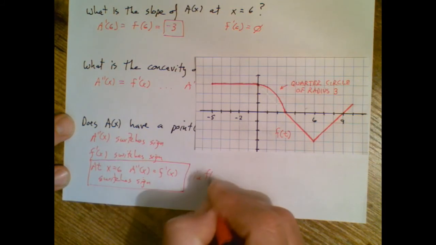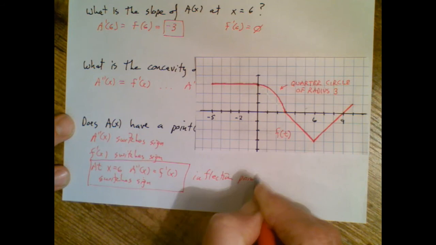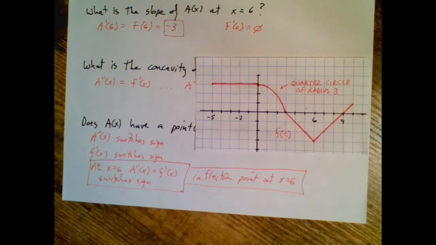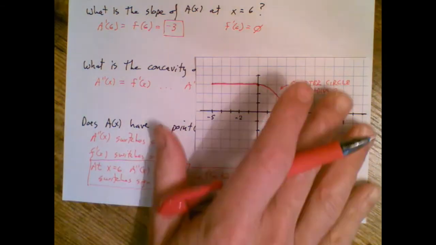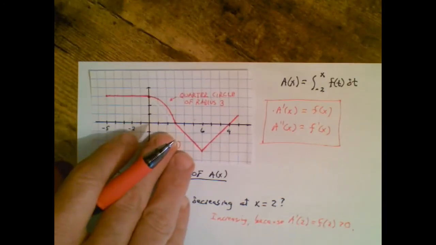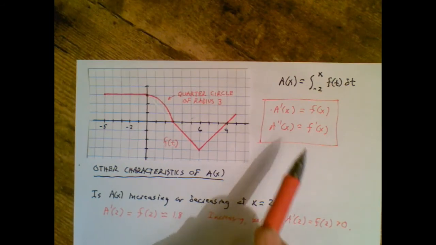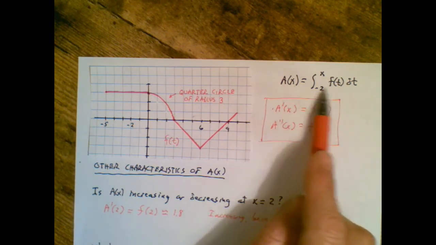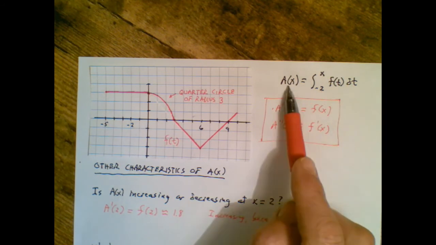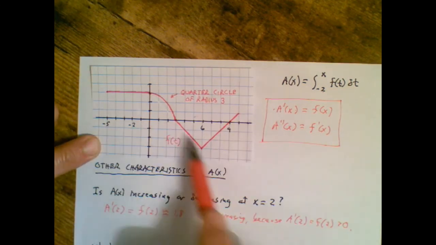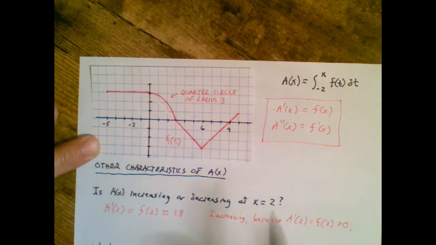So I would say inflection point at x equals 6. So notice that everything that we've answered on this page was directly related to this. The big idea is this. You don't know what A of x looks like. This is way too complicated for most human brains unless you're a freak. But you can answer questions about it by knowing the derivative relationship, and that almost always allows you to look at the graph of f of t and come to really easy decisions.